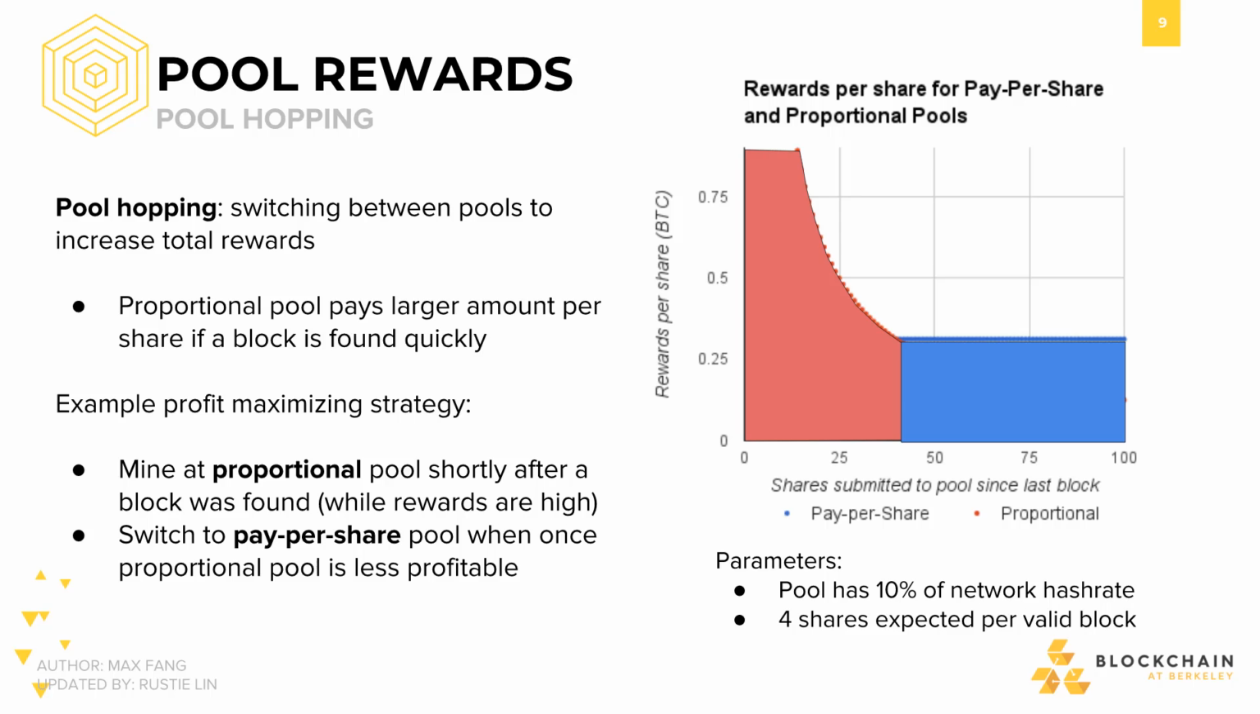To fully understand this attack, you need to see the point at which the two curves intersect. This is when the value per share of the proportional scheme decreases beneath the value of the pay-per-share scheme. And this is why the attack is known as pool hopping. The miner hops to the most valuable pool as they see fit.